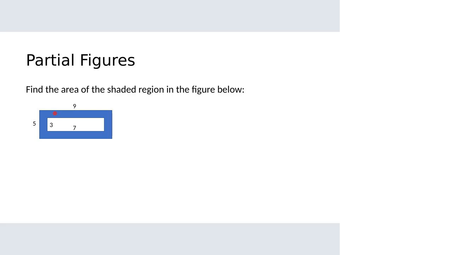There's a couple ways to go about this. One way is, well, I guess I could figure out the dimensions of this rectangle over here, and this rectangle here, and this rectangle here, and this rectangle here, and add them all together. And that would work. Anybody have something simpler?